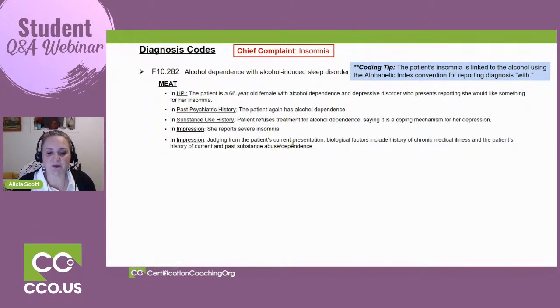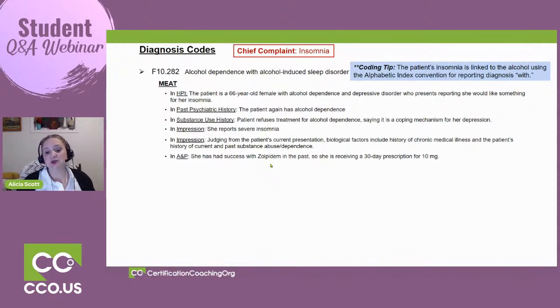Impression, judging from the current presentation, and we'll skip here: medical illness, history of current and past substance abuse and dependence. So that's the impression. Ambien, zolpidem, in the past, and that means you need to be aware of what that medication is used for, right? That is important. We're going to talk about that in the future, the importance of your pharmacology background that will help you with these codes.